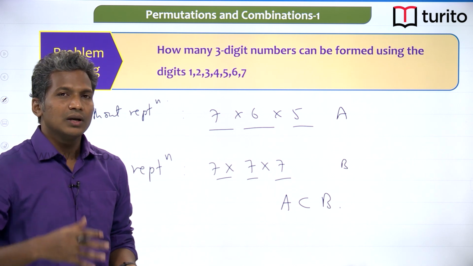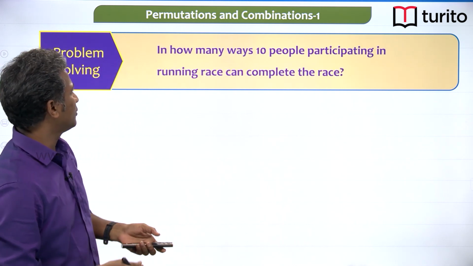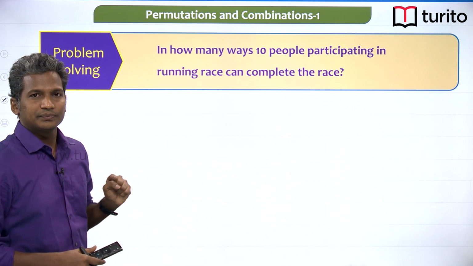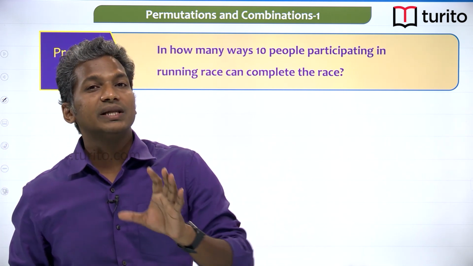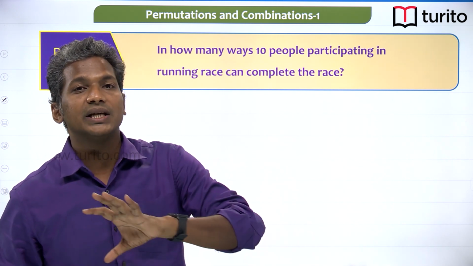Now, let us have a look at a different idea of a similar situation. Let us say there are 10 people participating in a running race. In how many ways can they finish the race, assuming that there is no tie?